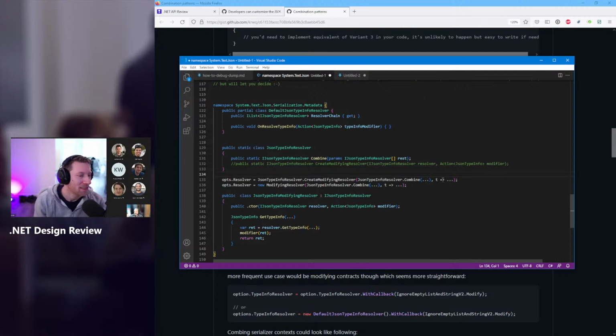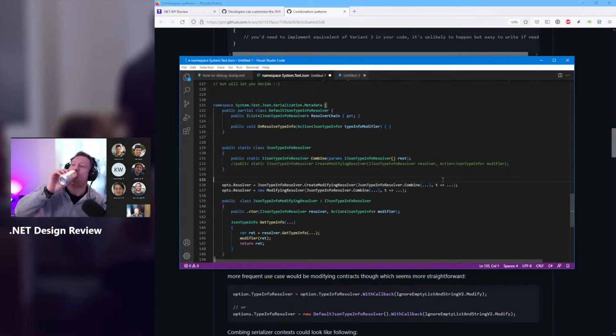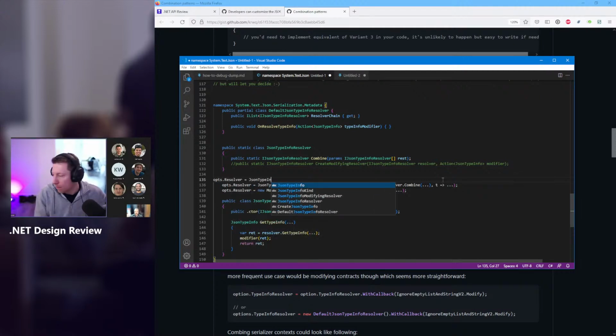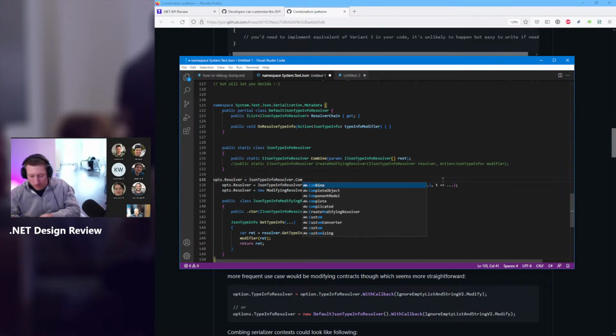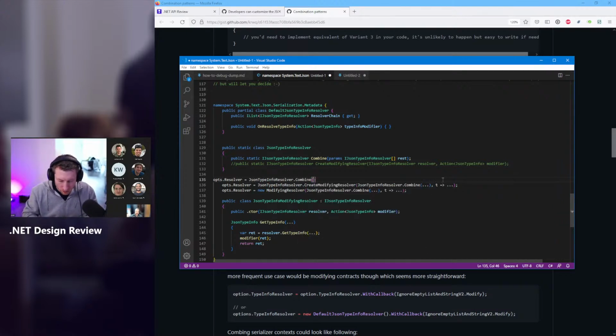Well, because I think from the serialization perspective, you've got these contexts, then basically you're going to end up with options.Resolver is JsonTypeInfoResolver.Combine, or cascade or concat or whatever we want to call it, with FooContext.Default, BarContext.Default, and then the DefaultResolver.Instance or whatever.